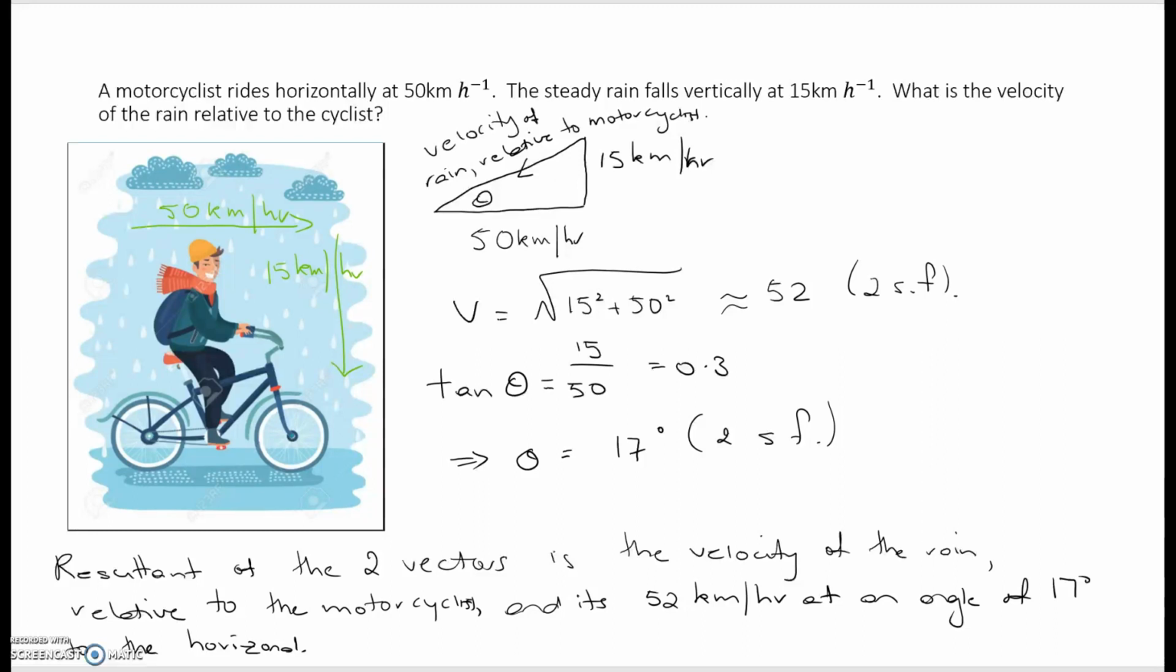So what we're seeing is that the rain is hitting the cyclist or the motorcyclist's face at 52 kilometers per hour, which is the reality. You know that that is true.